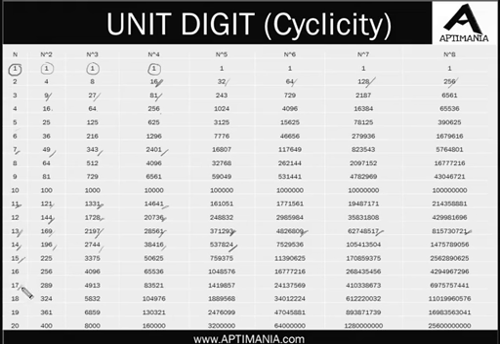Number is 17, unit digit is 7, its square, the unit digit is 9, in cube, the unit digit is 3, and in fourth power, the unit digit is 1. And the same cycle will repeat. 7, 9, 3, 1. We can again check here, 7, then 9, then 3, and then 1. Right? So all the numbers follow cyclicity. So we have summarized it.